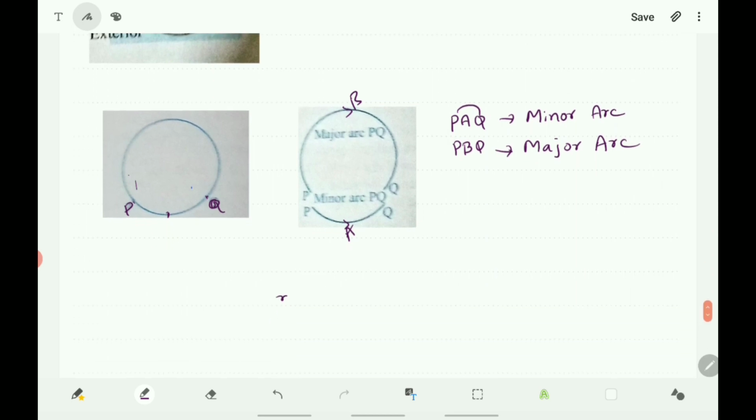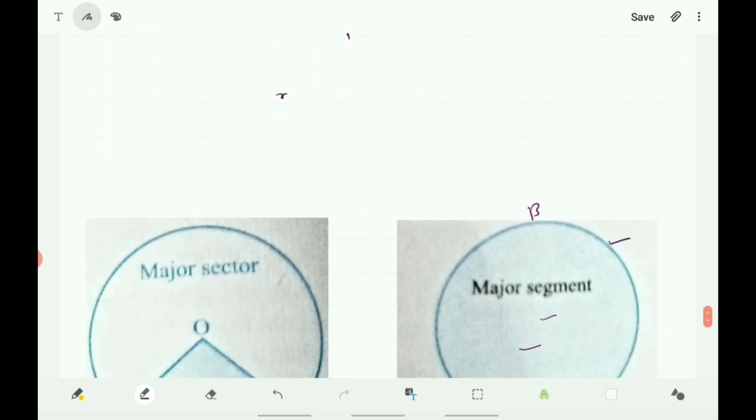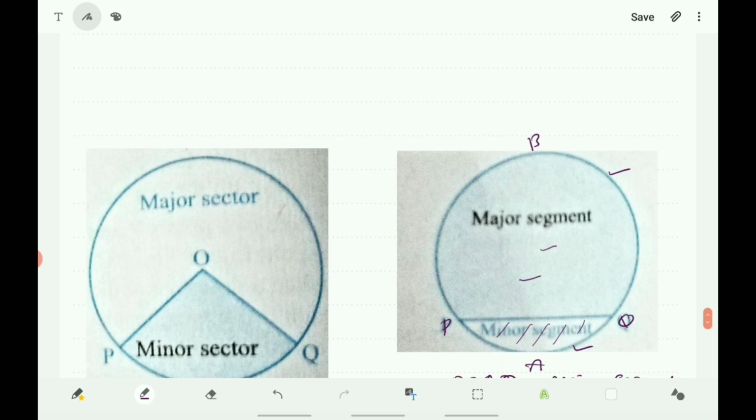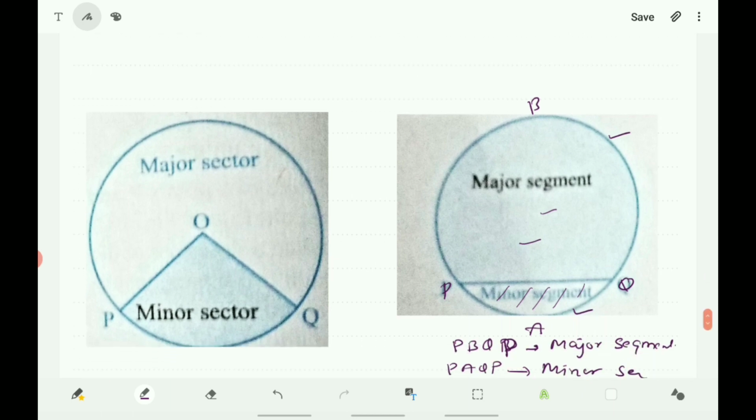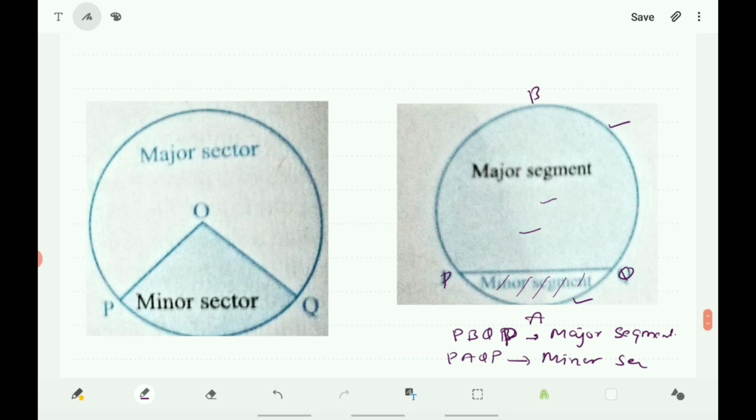Major arc. Next, let us discuss the segment of the circle. The region between a chord and an arc is called the segment of the circular region.